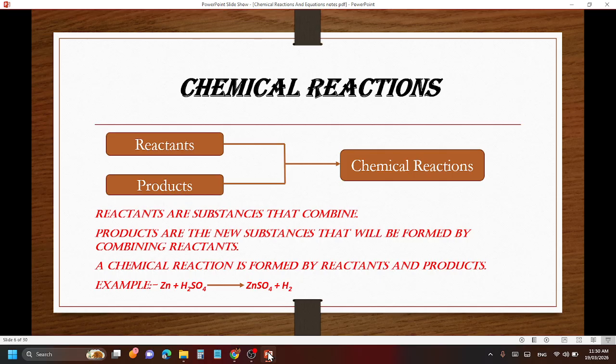It is written here as the definition. As an example, Zn plus H2SO4 gives ZnSO4 plus H2. It is a chemical reaction.